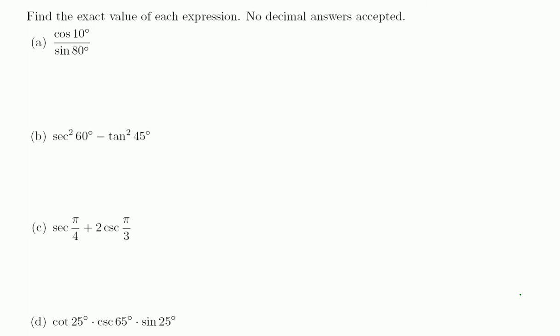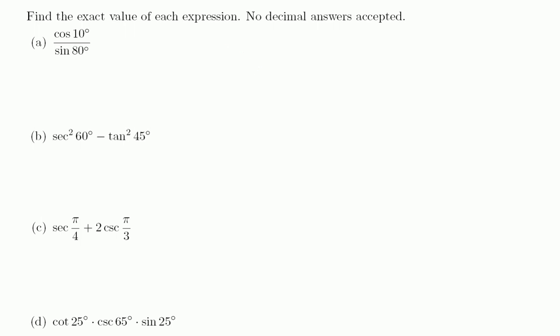Find the exact value of each expression. No decimal answers accepted. In part A, we have cosine 10 over sine 80 degrees. Cosine, sine. Sine, cosine. So they are co-functions. And how about the angles? 10, 80. And we know that co-functions of complementary angles are same.